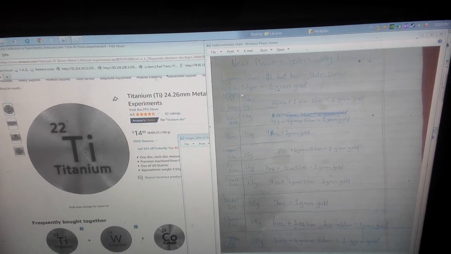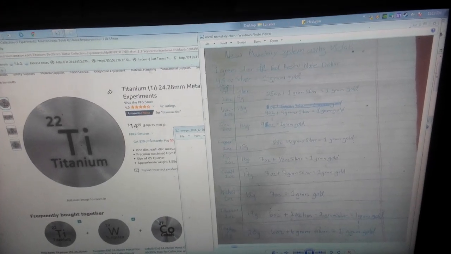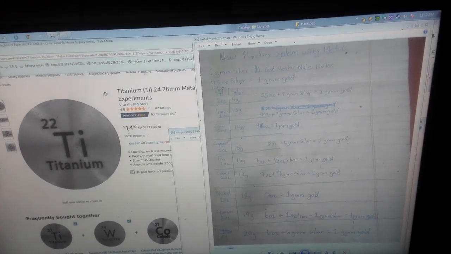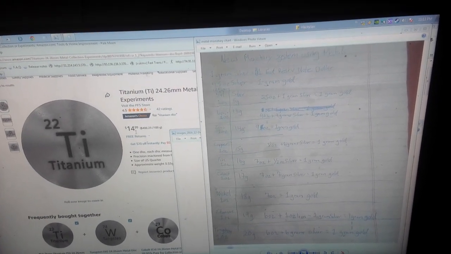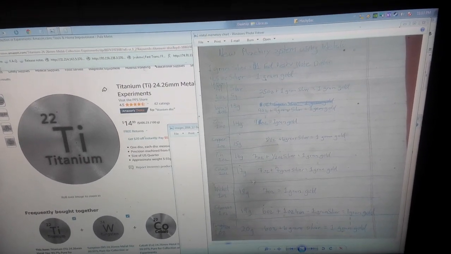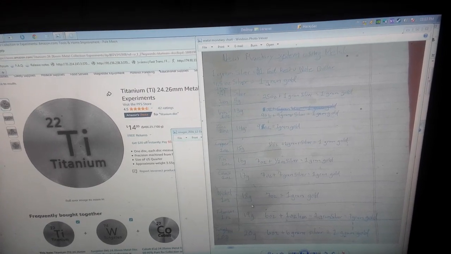going by what silver is worth today, silver is worth 28 Federal Reserve note dollars per 1 ounce of silver. So that means that every gram of silver is worth one Federal Reserve note dollar. So instead of having all of these metals priced in Federal Reserve note dollars, I decided to lay all the prices in grams of silver.